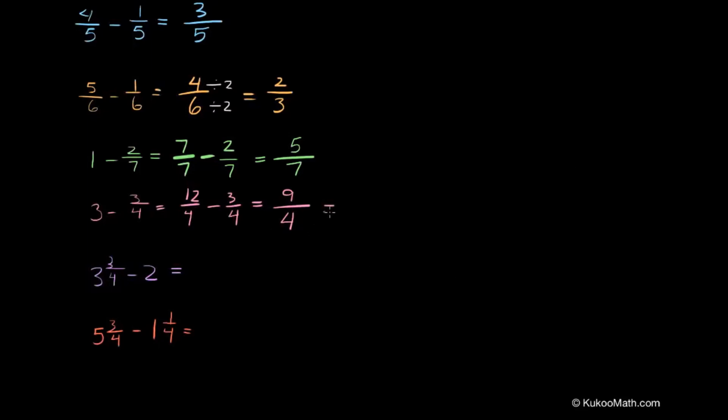You can rewrite this as a mixed fraction instead of an improper fraction. So if we were to rewrite this, 4 can go into 9 twice, so 2, and then what's remaining is 9 minus 8, which is 1. So our answer is 2 and 1/4. Now let's do the next problem.